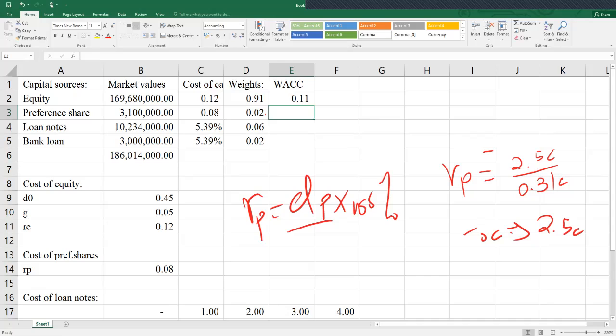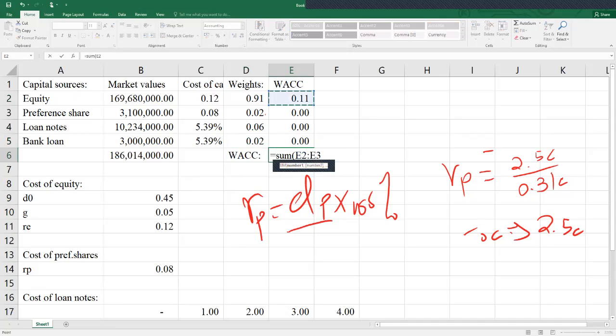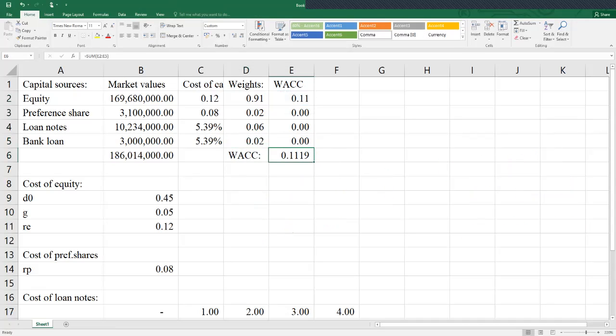We do that for the four of them. I have the formula here, I drag it down. And therefore the cost of capital of the company, which is the weighted average cost of capital of the company, is the sum of all the workings above, from the equity all the way to the bank loan, to give therefore 11%. If you want to know what it is exactly, you get 11.19% for this company. Clear?